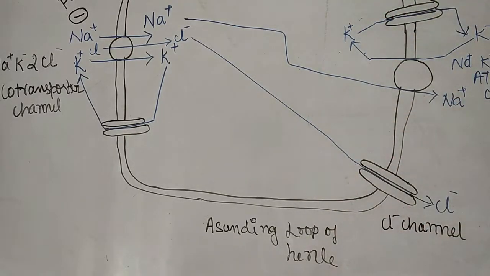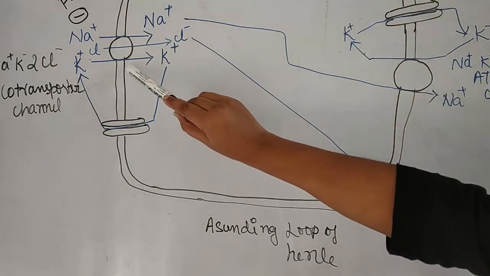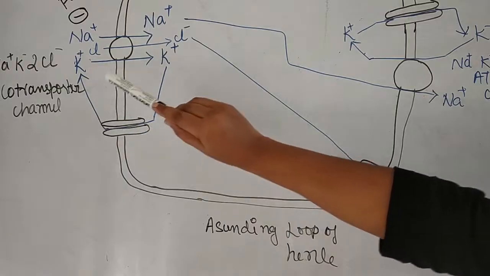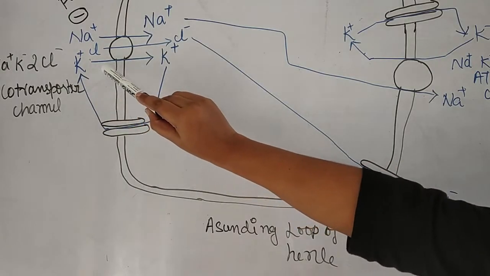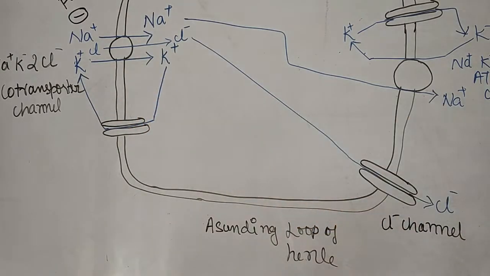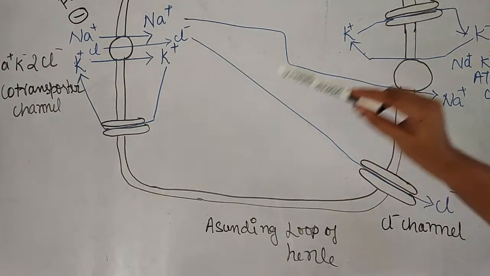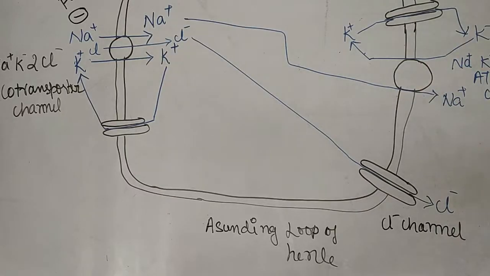So here you can see the channels. This is the sodium potassium chloride co-transport channel, and this is the potassium channel. Here again is a potassium channel, this is the sodium potassium ATPase channel, and this is the chloride channel. Through these channels the various ions will enter inside the loop of Henle or they will go outside.